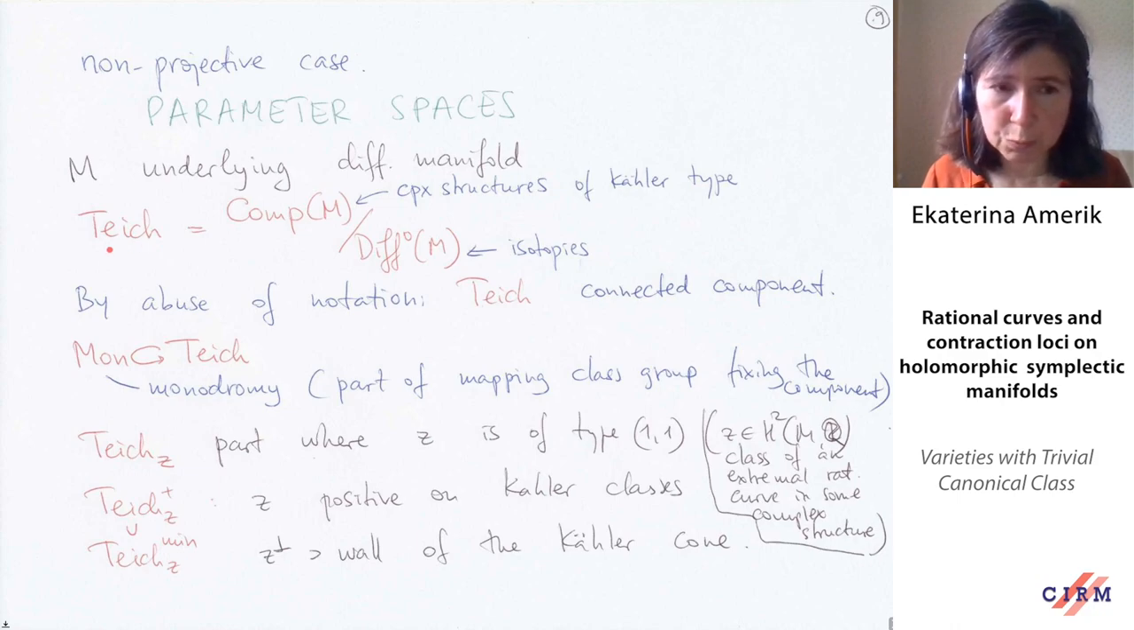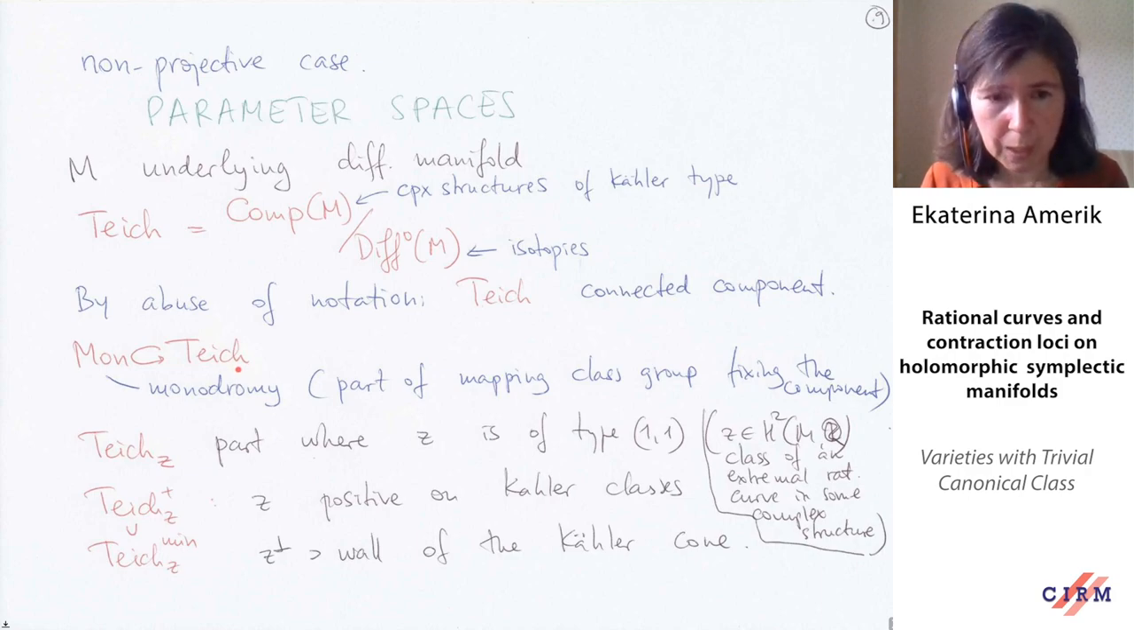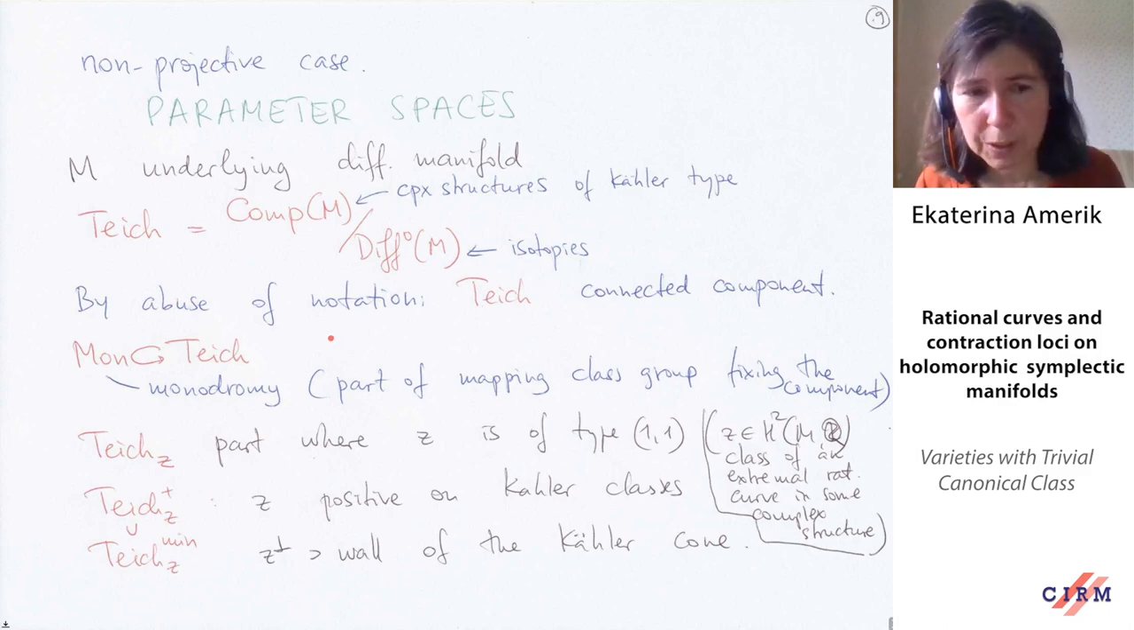In fact, we abuse notation somewhat. I am speaking about this Teich space, but it can have many connected components, even infinitely many connected components. And we just take one. We just take one which contains our favorite complex structure X. We look at deformations of X in this sense. And then there is the monodromy group acting on this Teich. This is part of the mapping class group which fixes this component.